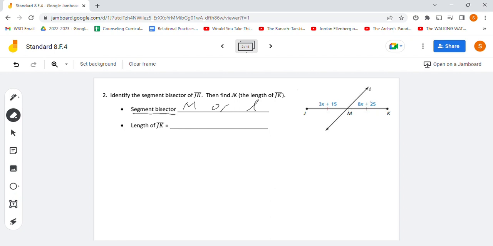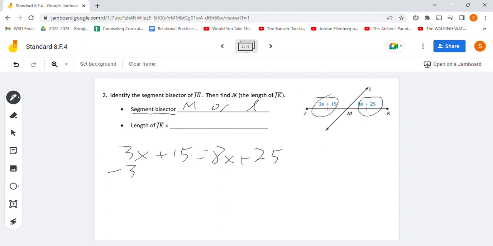And to find the length of JK, we're going to do what we did before. This segment on the left is the same length as this one on the right. So setting up an equation, we can say 3x plus 15 equals 8x plus 25. And we'll solve this for x like we did before.